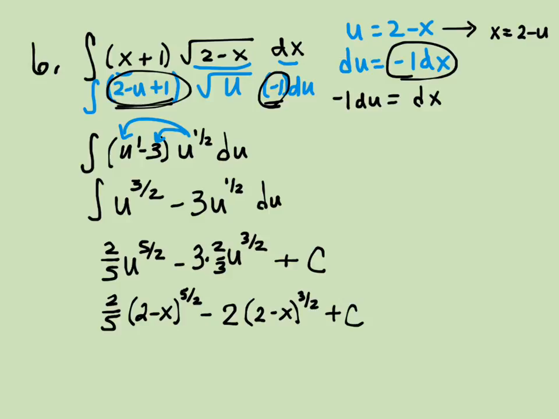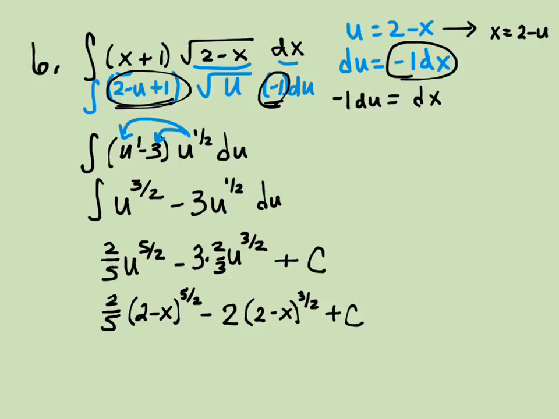Now, it's possible that WebAssign will take this just fine. It might not, though. What kinds of things might it expect you to do if it doesn't like this version? There's a couple of things it might expect. All right, so right now it's 2 minus x to the 5 halves, right? So let's do something before we do the fact.